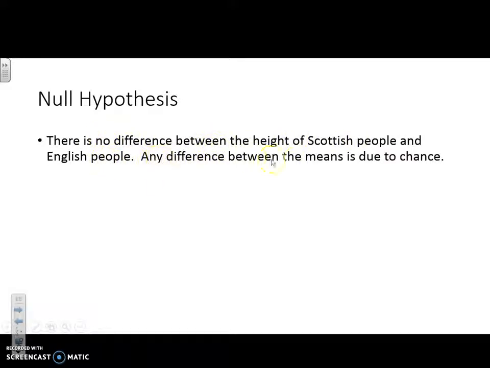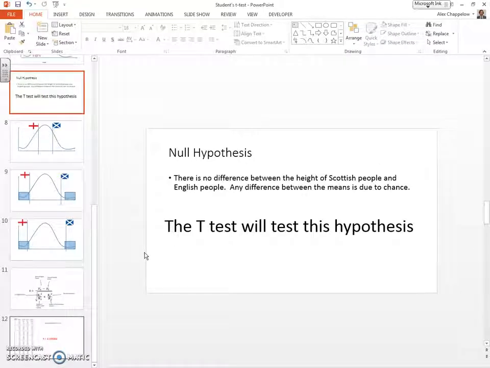The difference between the means is not likely to be due to chance. It's likely to be due to something else. Maybe it's all the haggis they're eating. But that's how you get a statistically significant result in this test. Okay, if you're in any doubt, watch it again and then have a look at the information in your booklet.